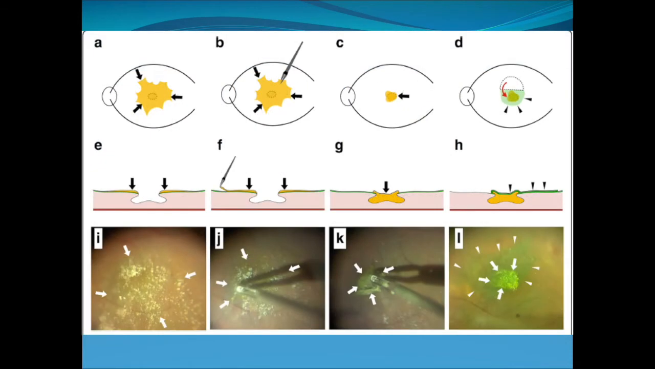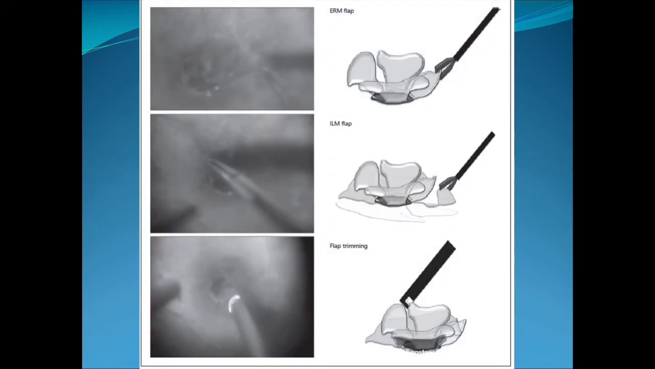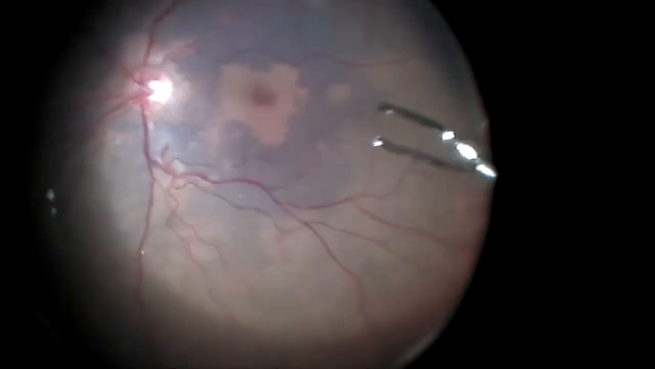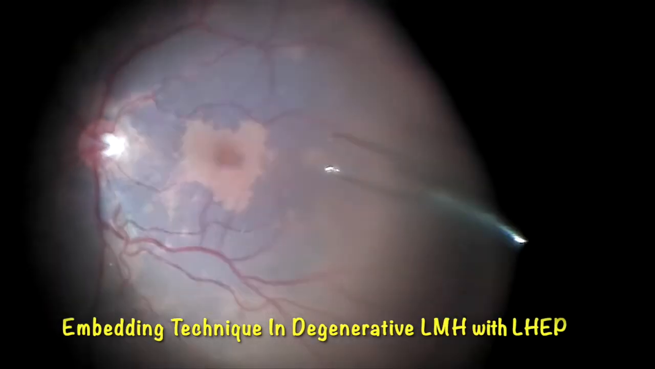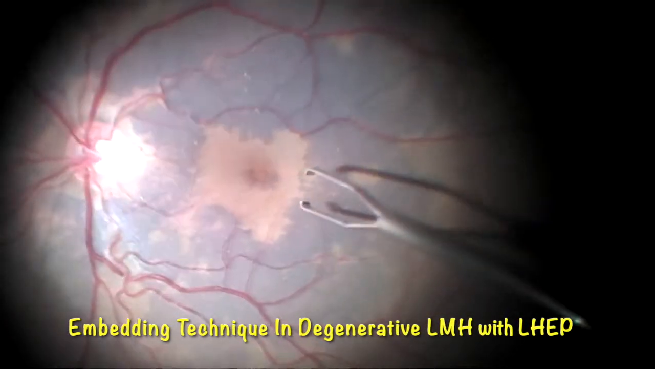As we can see here, the LHEP was embedded along with a flap of superior ILM. And later Pierro et al. coined this technique as double inverted flap of ILM and ERM for degenerative laminar macular holes with LHEP in their series. This video demonstrates surgical steps of the embedding technique for degenerative laminar macular holes.